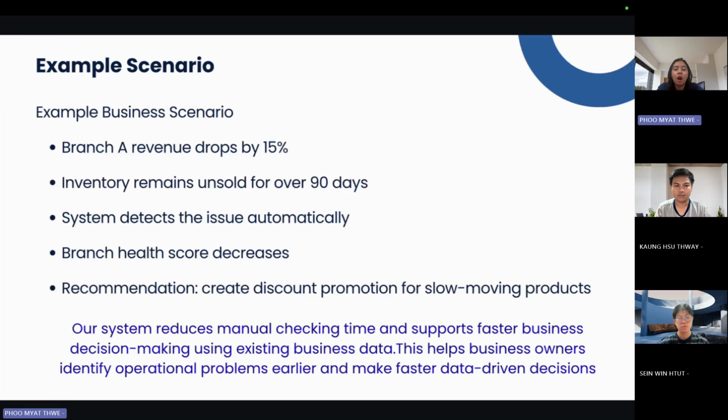This is the business scenario for our business. For example, there are a lot of multi branches, for example, branch A and B and C. Branch A is the red point because its revenue dropped 50%, and inventory remained unsold for 90 days.